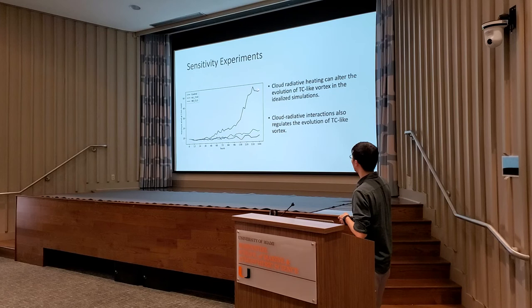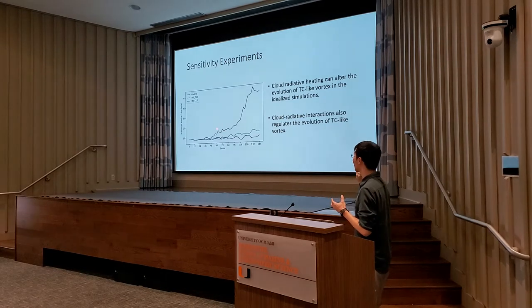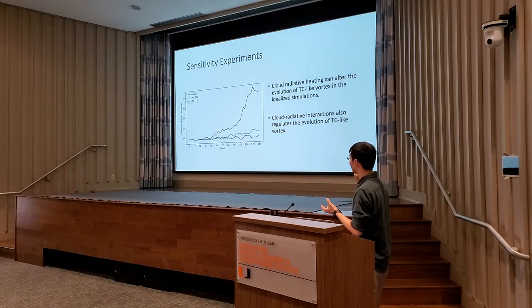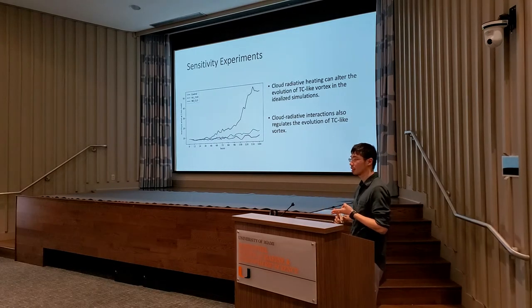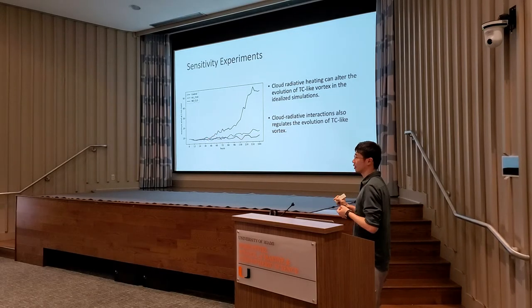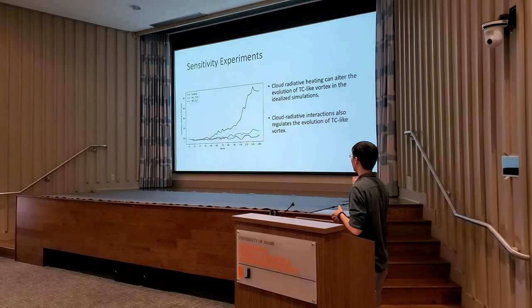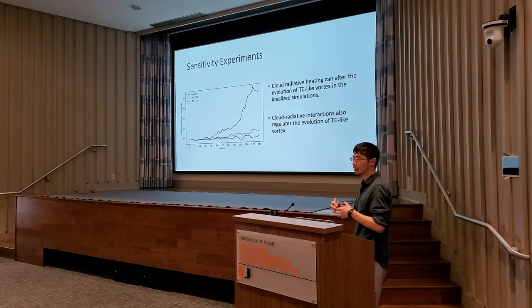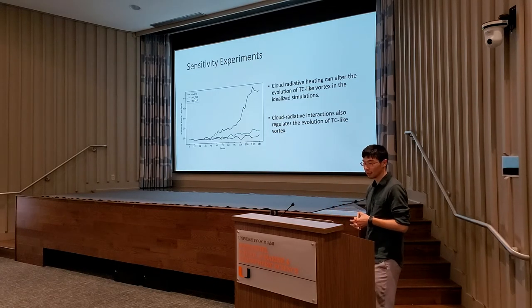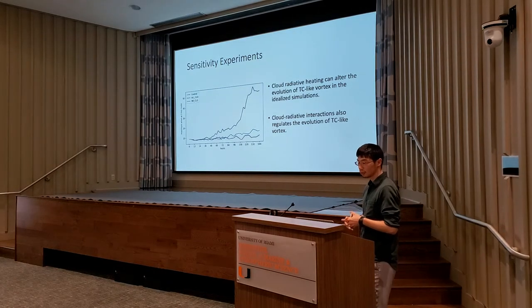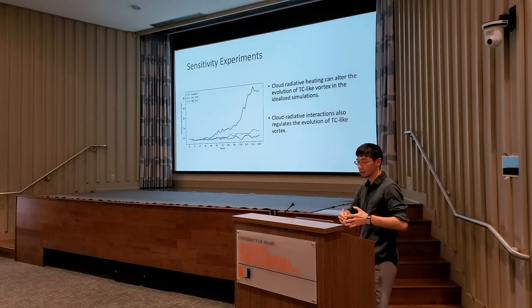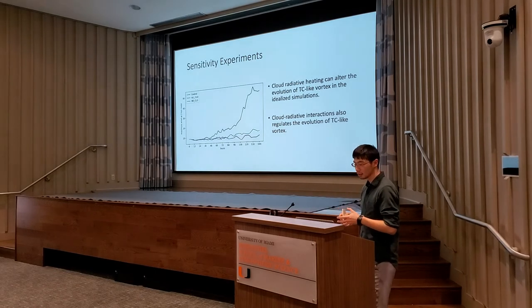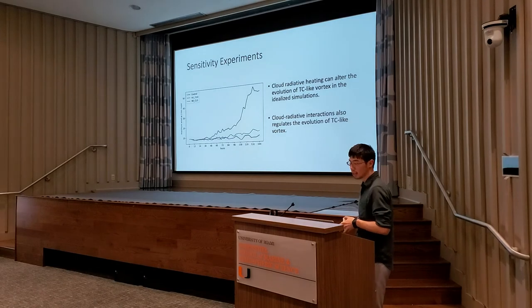So for the control run, it reaches TC intensity around 60 hours. But for the rest of the two, no clouds and homogenized simulations, it never genesis into TC intensity in our simulation time. So that means cloud-radiative heating can alter the evolution of the TC vortex in the idealized simulations. Also, not only the heating itself, but cloud-radiative interactions also regulate the evolution of the TC vortex.